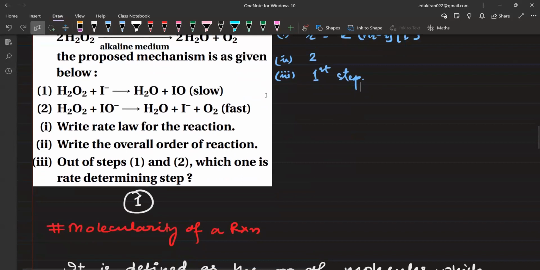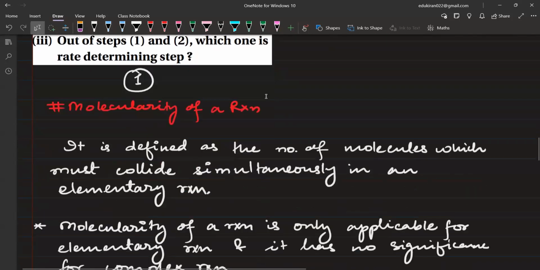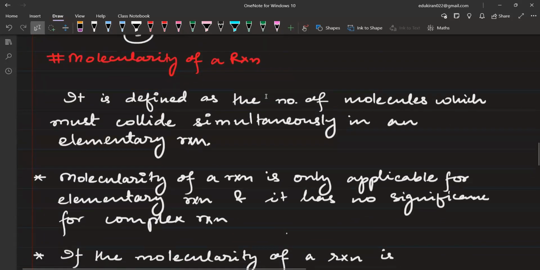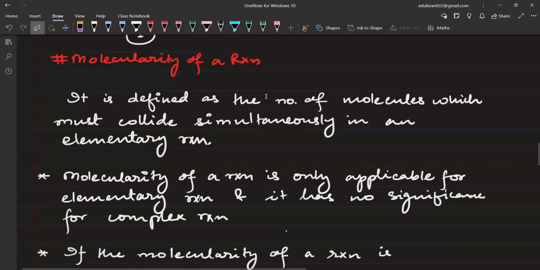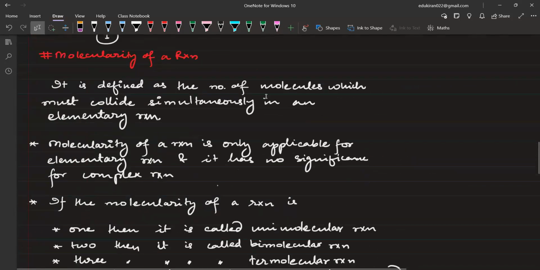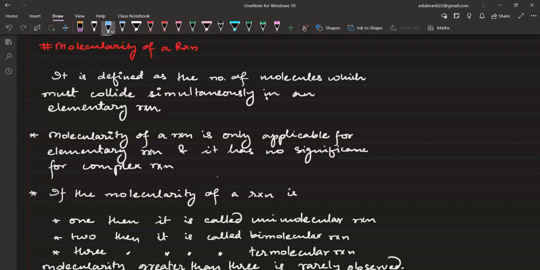Moving on. So here we have molecularity of reaction. It is defined as the number of molecules which must collide, and we have already seen this. Now, molecularity of a reaction, this is a very important point. Molecularity of a reaction is only applicable for elementary reactions and it has no significance for complex reactions. Okay, so keep this thing in mind.